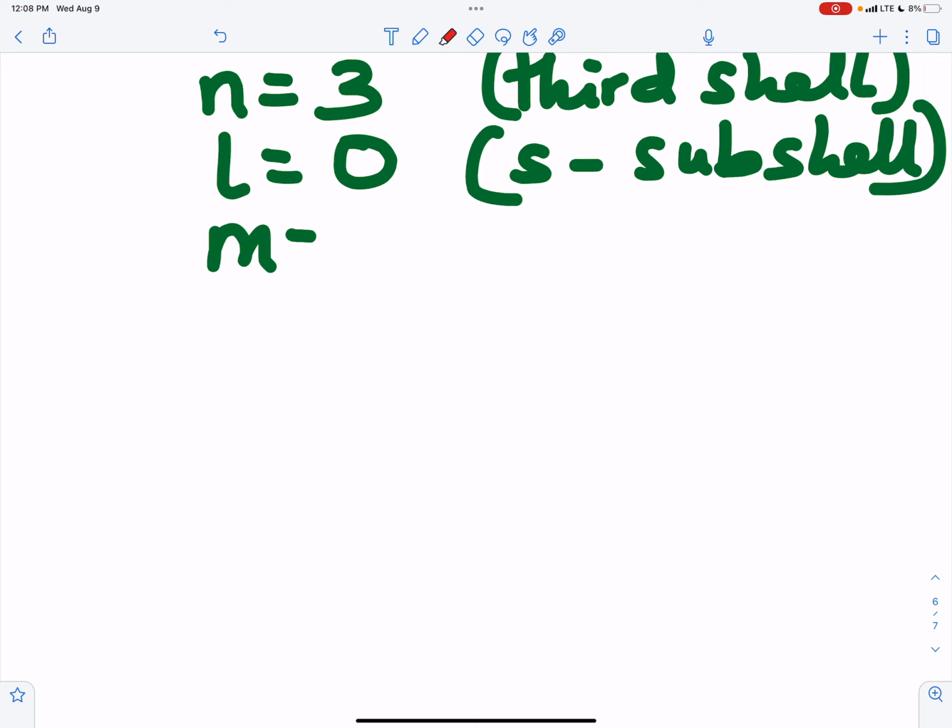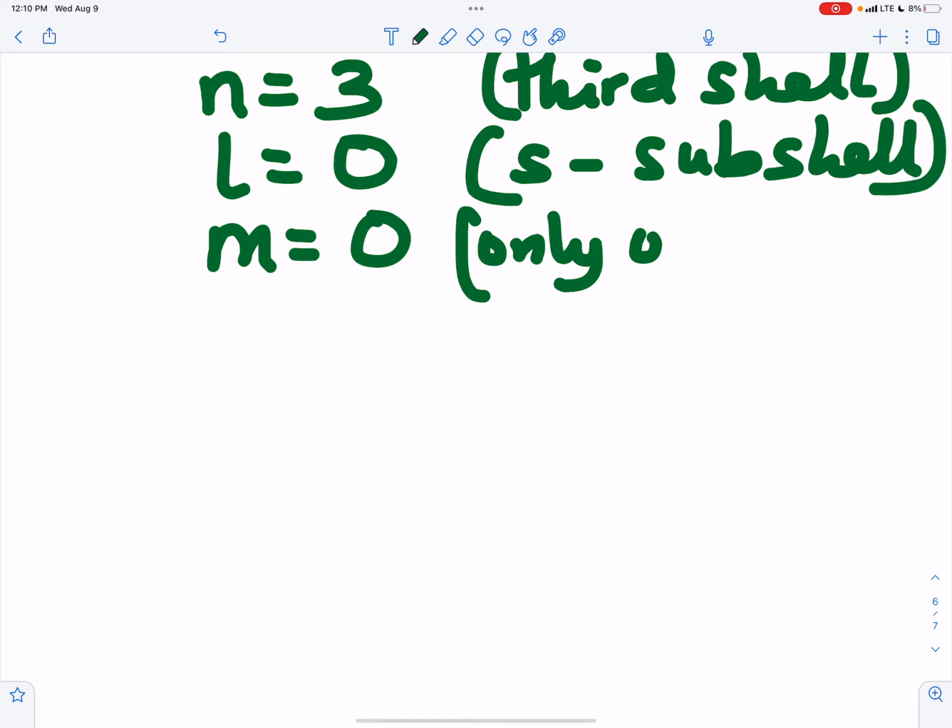Take note of that. Don't worry, it takes time, but we'll get there. When L is 0, M is also 0. You understand what I'm saying? So that means, although it is in the S subshell, it is also in the only orbital present in the S subshell. You understand? It's in the only orbital.